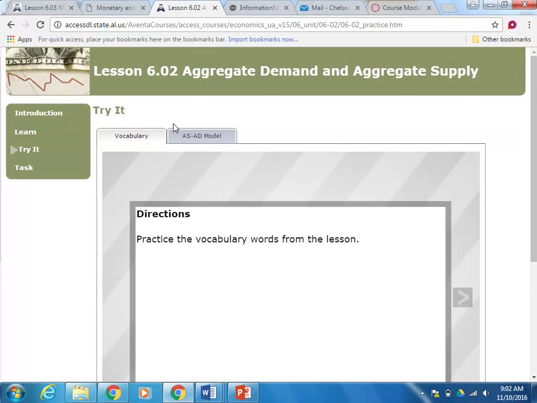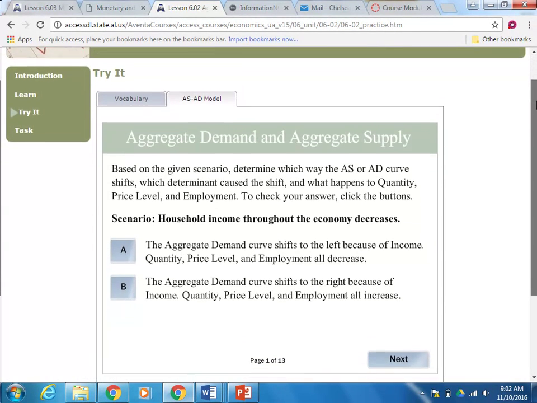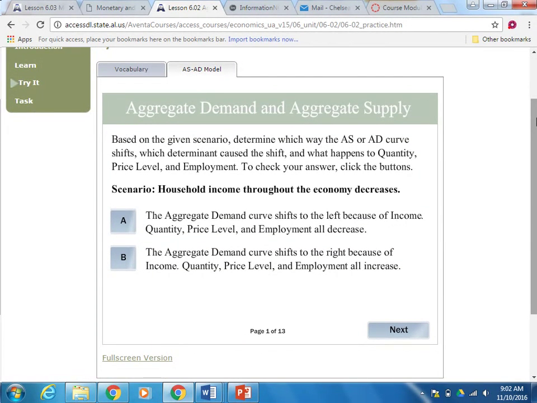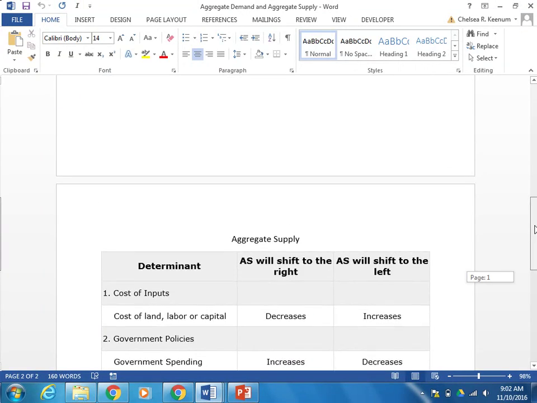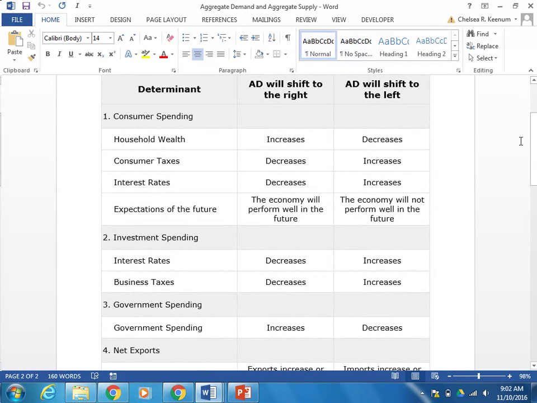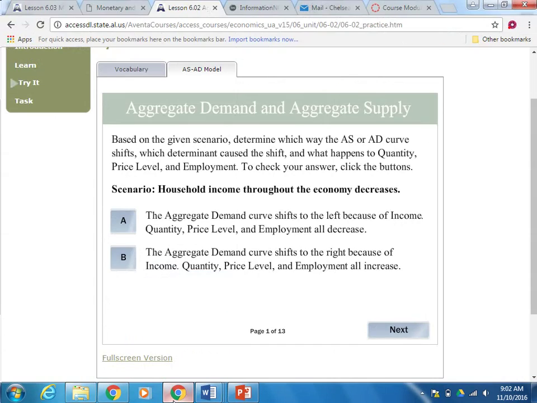So let's do some of these triad activities. And we'll see if we can figure out. And some of these you can figure out because of what it says the curve shifts to. They're opposites. So let's see. Household income throughout the economy decreases. Okay, let's pull up this little chart. Okay, if household income, household wealth decreases, your AD curve is going to shift to the left. So shifts to the left because of income. All of that's going to decrease. So that is the correct answer.